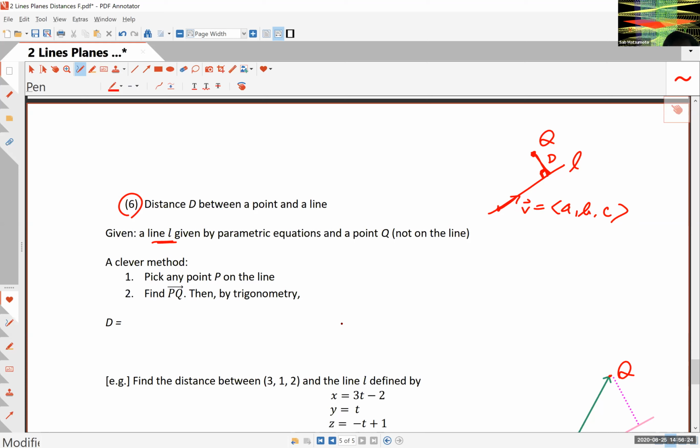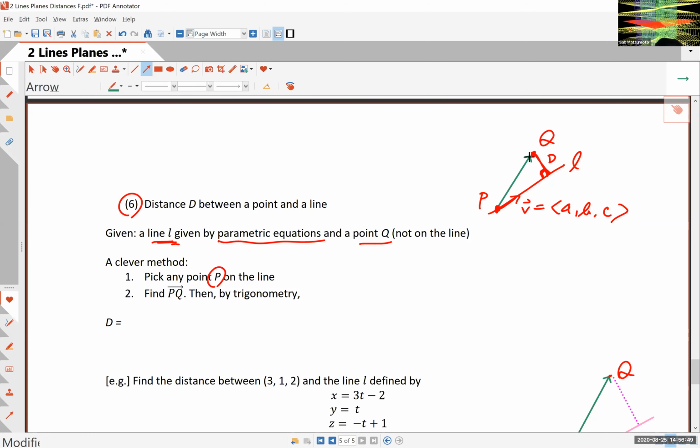But in order to find this distance d, now remember you are given the line L and its parametric equations and the point which is not on the line. First, you pick a random point, sounds familiar? Random point P on the line L. And find this vector from P to Q. That's this one here. Okay, and then use a little trigonometry.